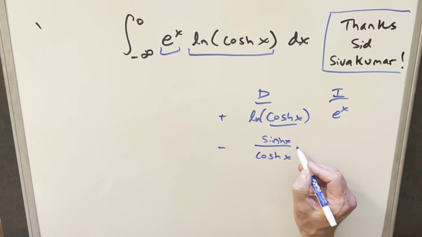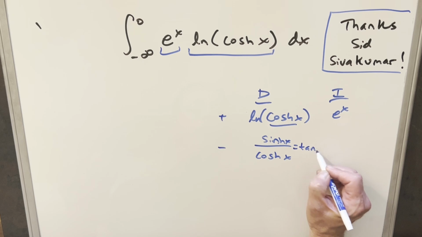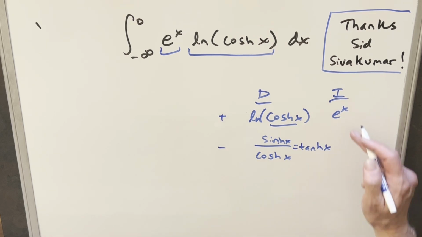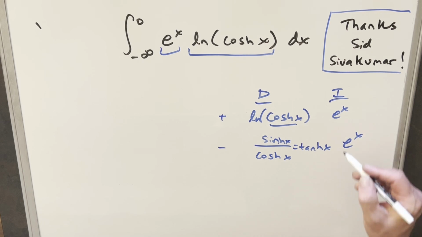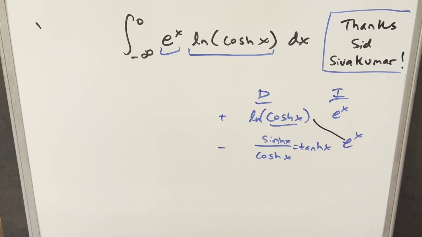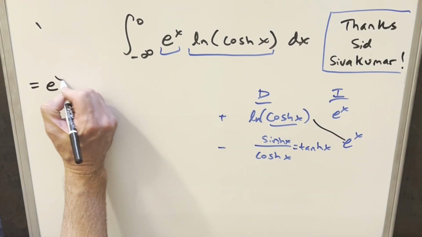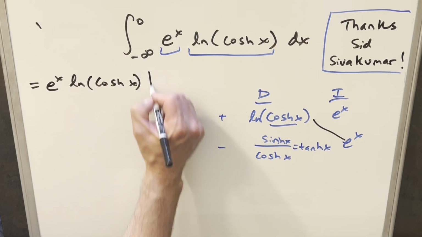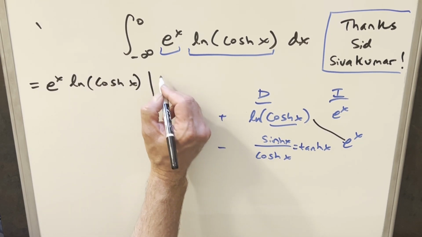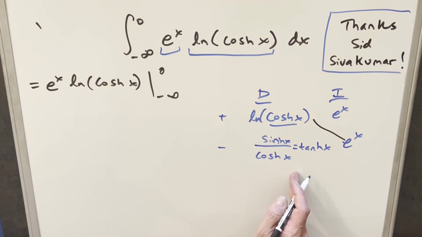But when you do that, this is just the same thing as tanh of x. And then integrating over here, this is just going to be e to the x. So putting this together, we have part of our solution right here on the diagonal. This is just going to become e to the x natural log cosh x, and then we have to evaluate this from minus infinity to 0. And then here, this is going to be an integral.